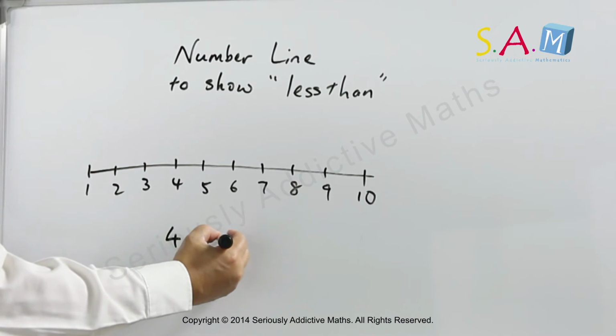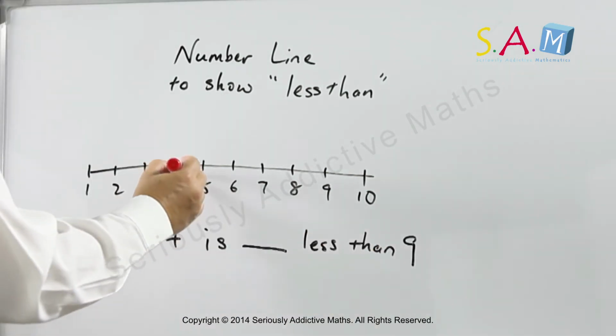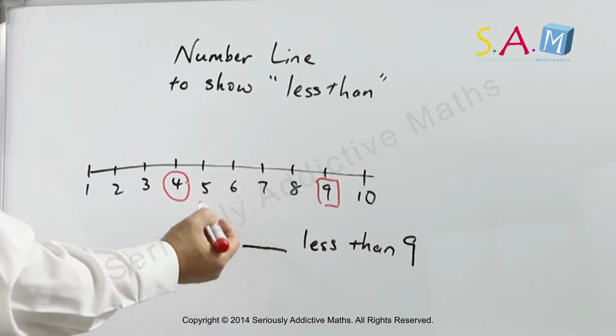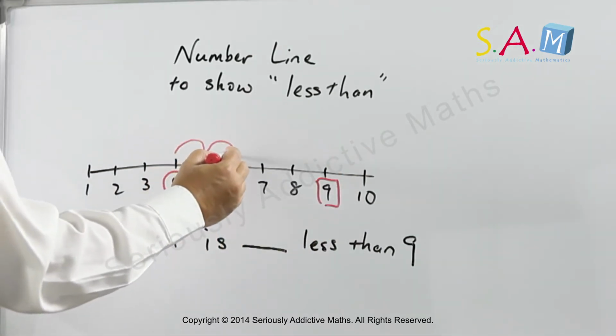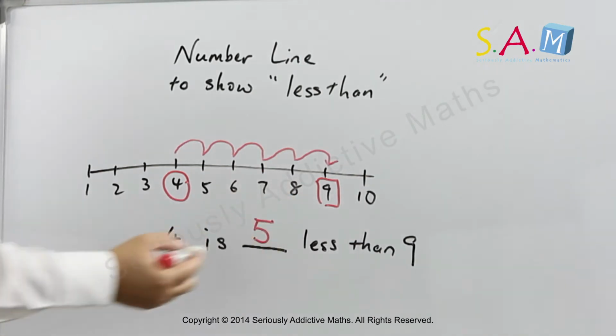4 is how many less than 9? So this is 4, this is 9. How many less than 9? 1, 2, 3, 4, 5. 4 is 5 less than 9.